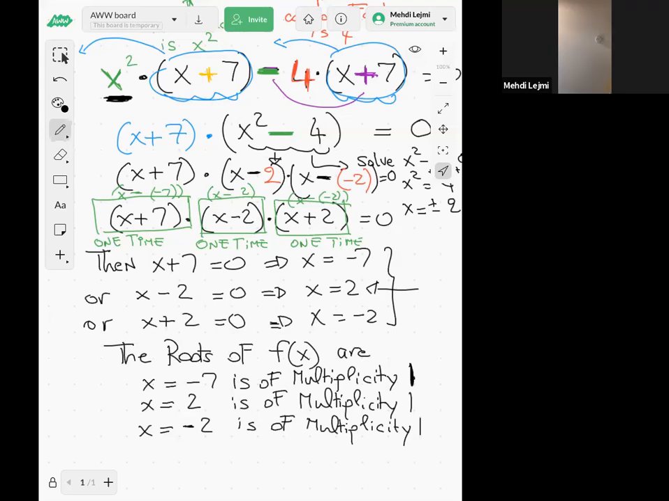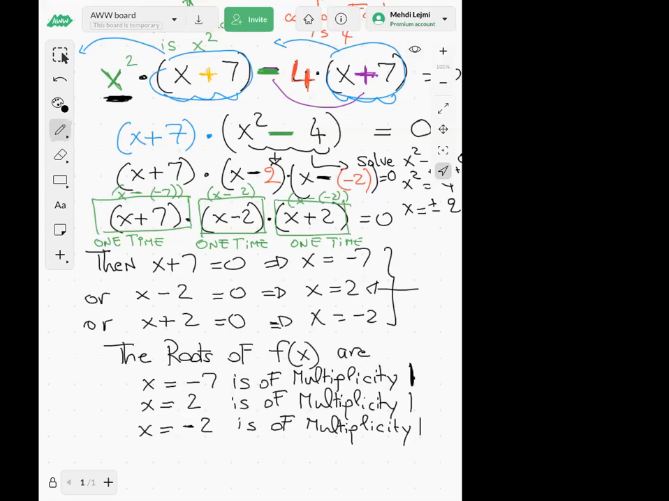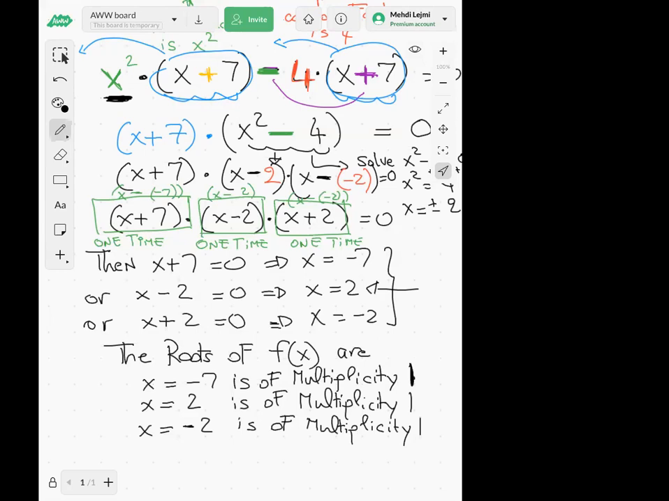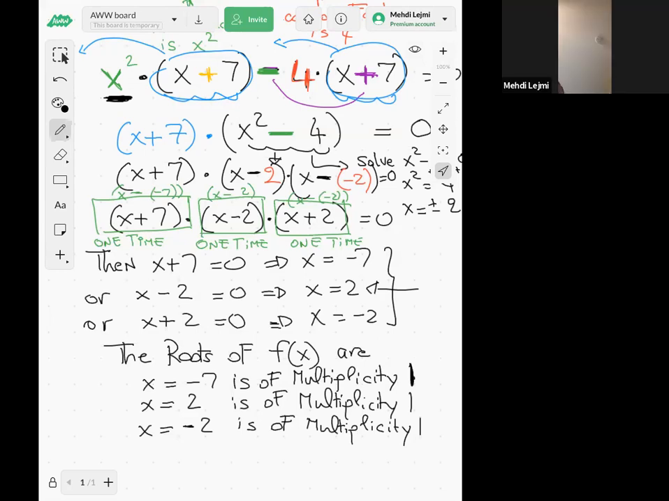When you say -7 is of multiplicity 1, I don't get it. I can read it, but I don't get it. It's because when you factor, see when I factor it here, this factorization here, I got x plus 7. This x plus 7, that's why I got -7 as a solution, right?